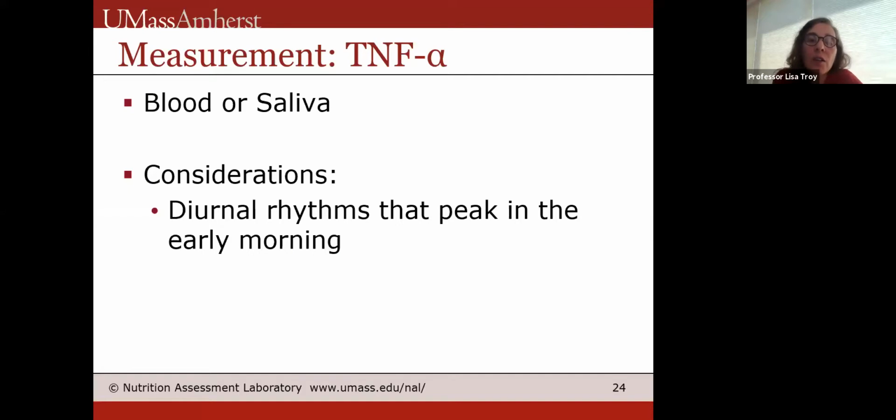So TNF-alpha can be measured in the blood or in the saliva. It can also be measured at kind of the cellular level if one wants to do some of that probing. And the considerations, I think the main consideration for TNF-alpha is that, like cortisol, it has these diurnal rhythms, that it peaks early in the morning and then will kind of flatten out as the day goes on.